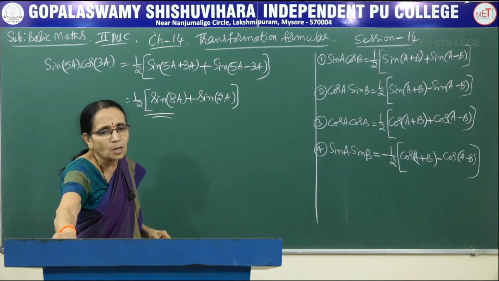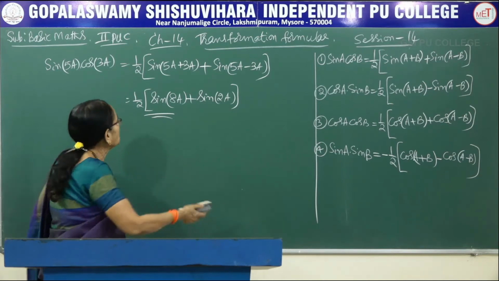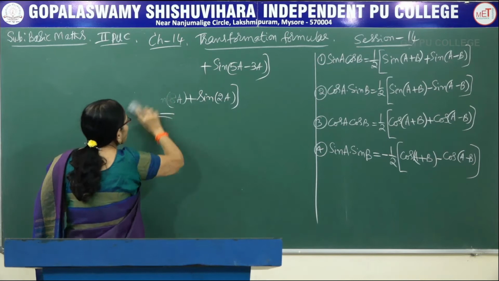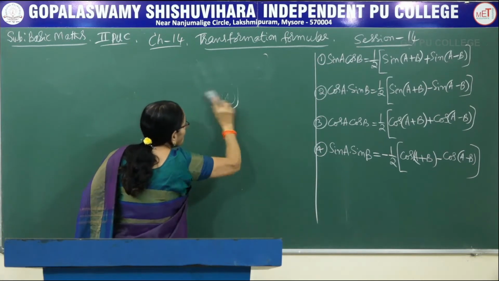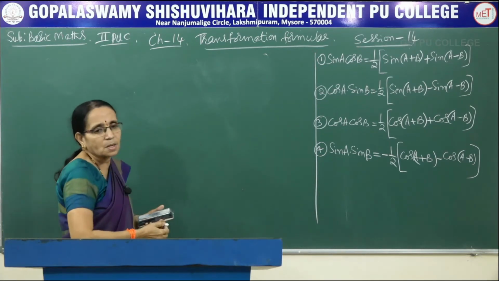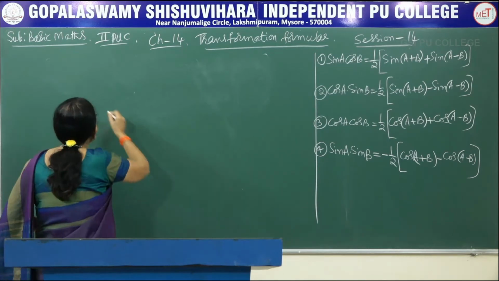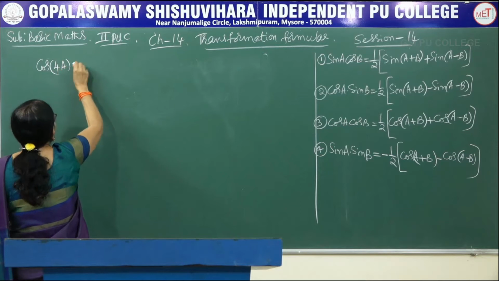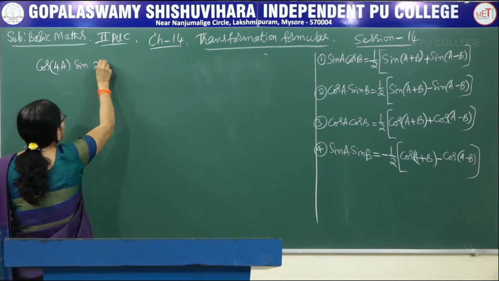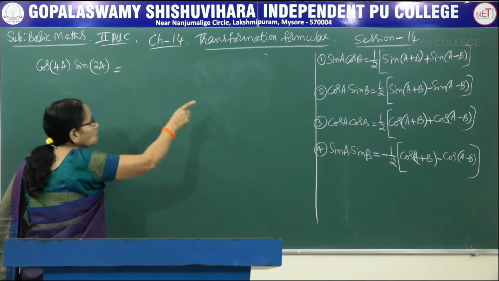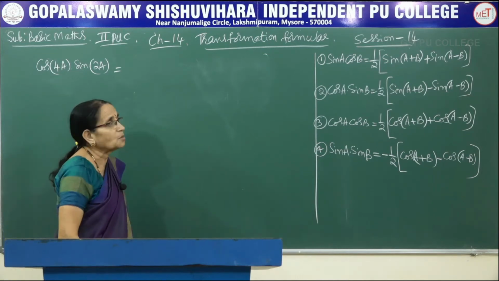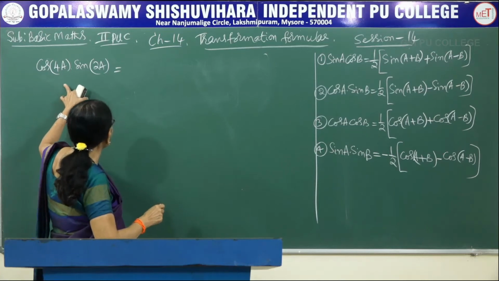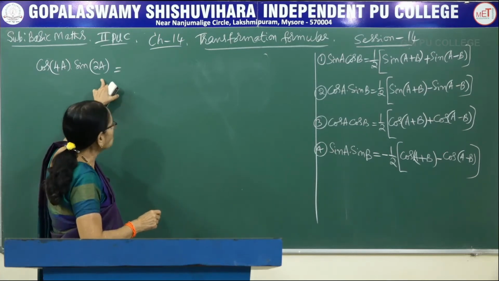Now, let us move on to the second one. I am considering another product here. This is a mixed product, and it resembles the second one, that is cos 4a into sin of 2a. Now, look at this one. It resembles the second formula, cos a into sin b. In the place of a, it is 4a. In the place of b, it is 2a.